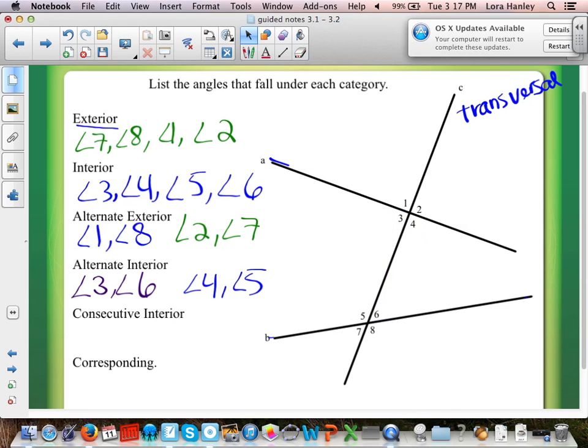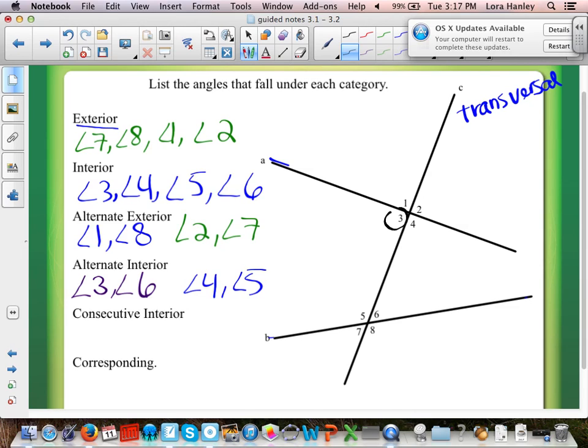Right now we're just identifying the relationship. A little bit later that relationship will mean something when those angles are centered around parallel lines. So the next set that we have are consecutive interior. Consecutive means one right after the other, and interior, they must again be on the inside of those parallel lines.